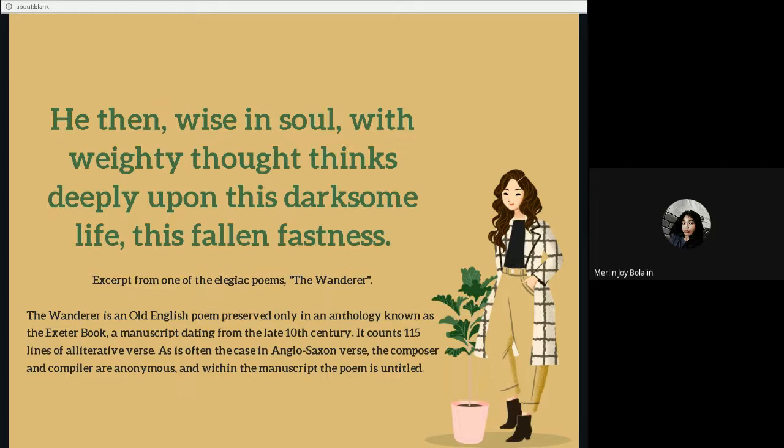Here it reflects the writer or the poet's element about fate, that he just let whatever happens to him be, it's his fate. Whatever he will do to escape, he cannot escape his fate.